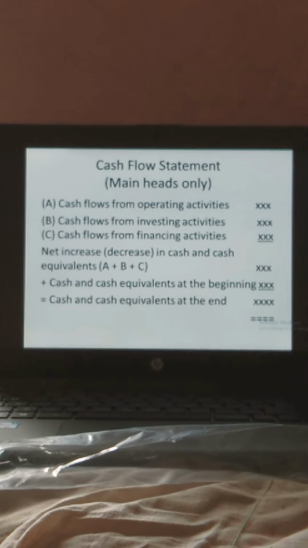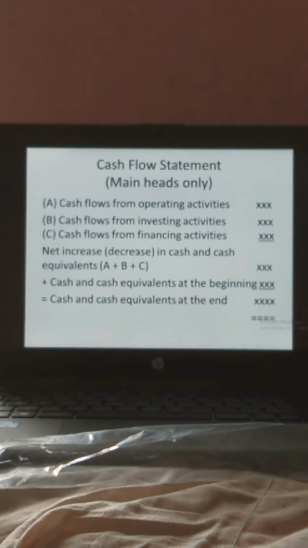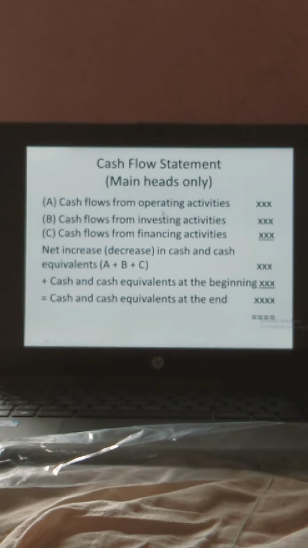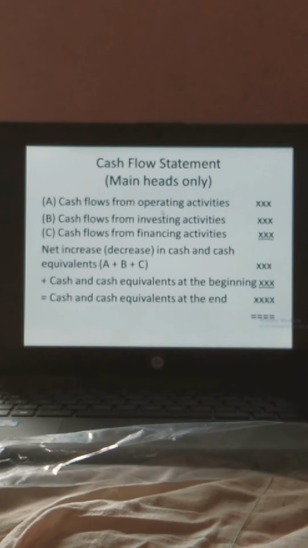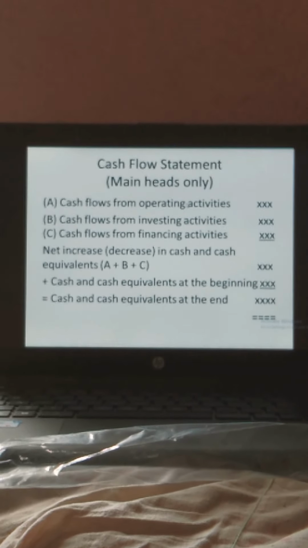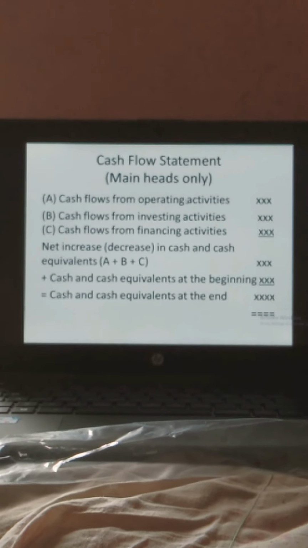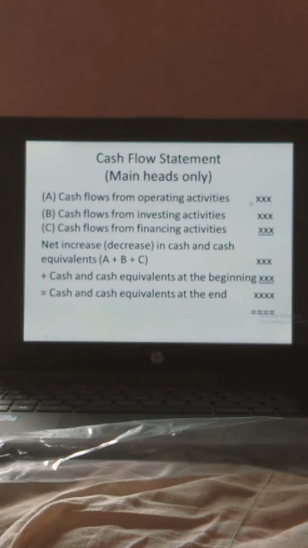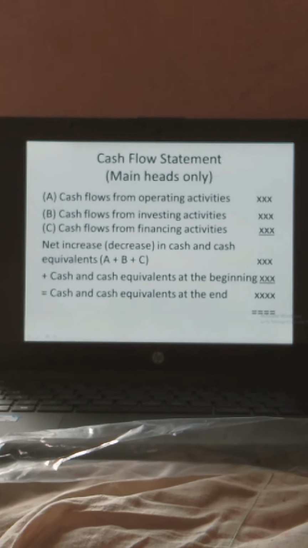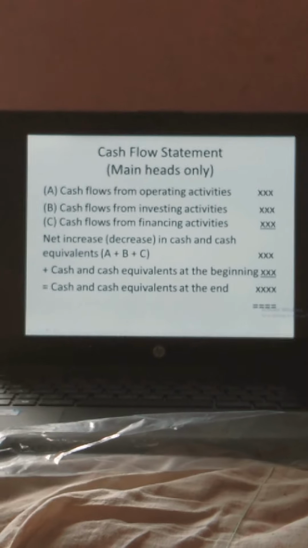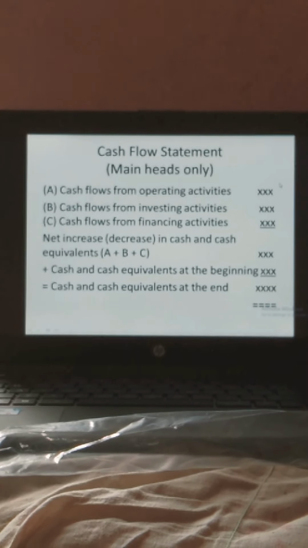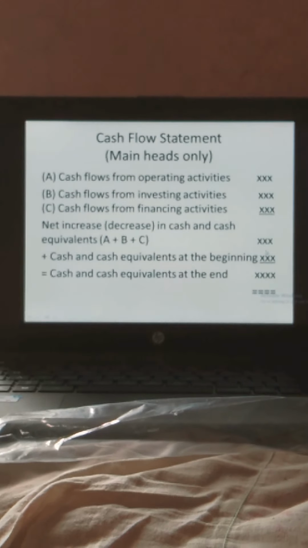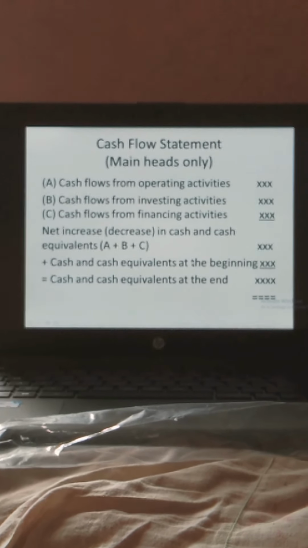We will discuss how to prepare the cash flow statement. Just to see the main heads that come under the cash flow statement. We have already discussed there are three different activities: first is operating activity, investing activity and financing activity. So first we will see the cash flows from operating activity, then cash flows from investing activity, then cash flows from financing activity. When we add all together, we will get the net increase or decrease in cash and cash equivalents.